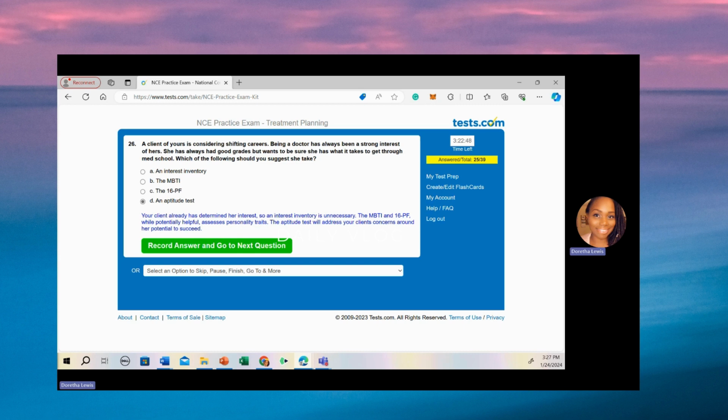Your client has already determined her interest, so an interest inventory is unnecessary. The MBTI and the 16 PF, while potentially helpful, assess personality traits. The aptitude test will address your client's concerns around her potential to succeed.